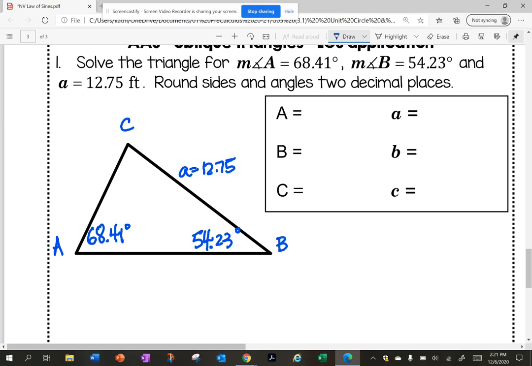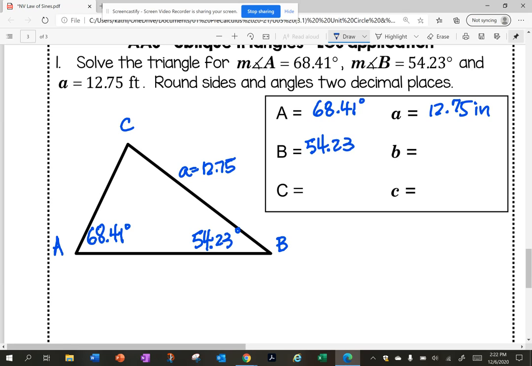So those are the 3 pieces of information I have. The other thing I like to do is use a graphic organizer. So I have angle A, side a, angle B, side b, angle C, side c. And that just organizes the information. So if you want to use this, this is how I do it. So angle A is 68.41 degrees, side a is 12.75 feet, and angle B is 54.23 degrees.